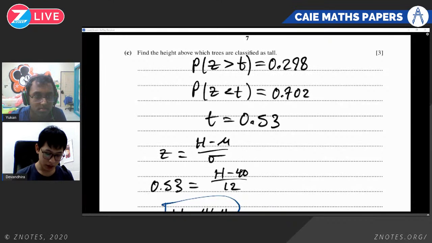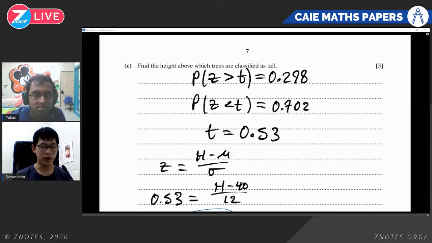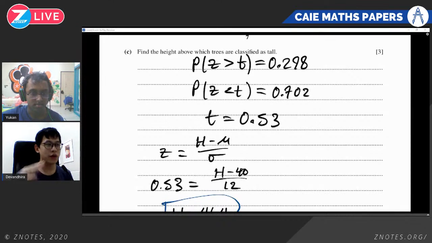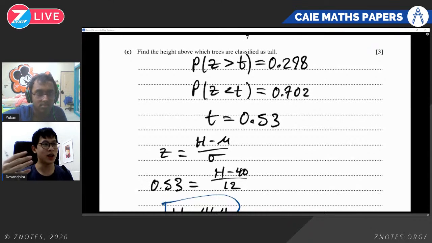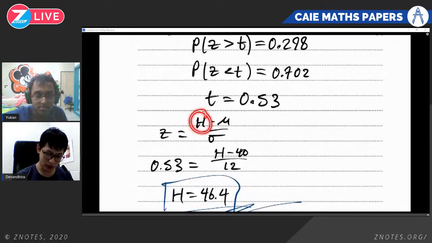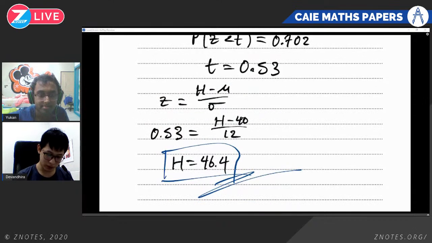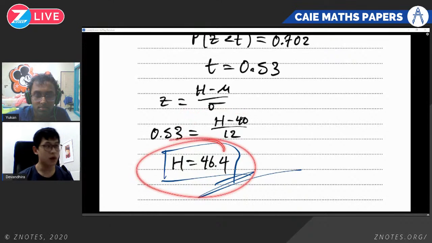Now that we know the t value, well, technically it is the z value, and we want to find the height, that means we have to reverse the standardization. Instead of going from h to t, we have to bring the z to h, right? So we can do that, but instead of putting it at h, we put it at c here. And we just have to solve it. We plug everything in, 0.53. We're looking for the h, so we just let it be. Minus 40, the mean, divide by the standard deviation. You solve it, multiply by 12 plus 40, and you have this as the answer.